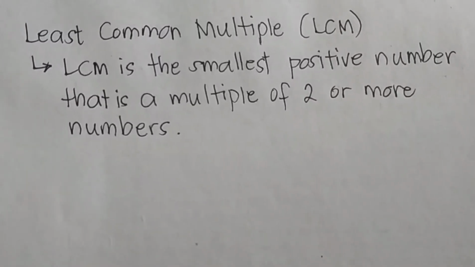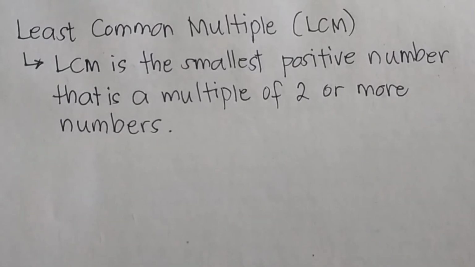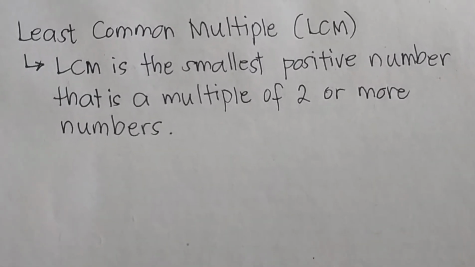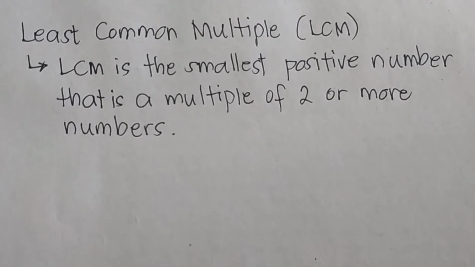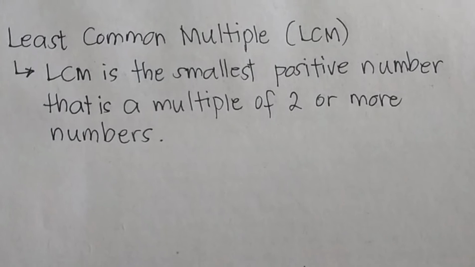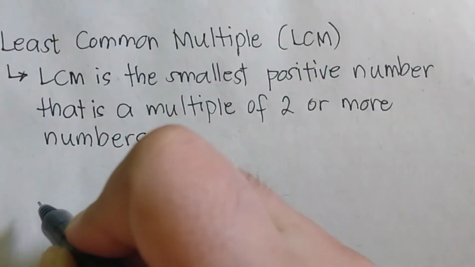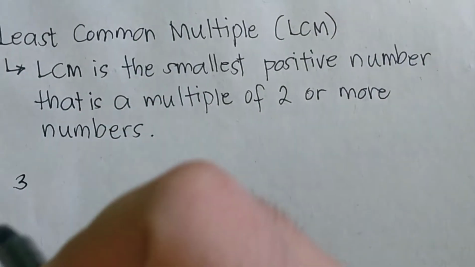Our topic for today is least common multiple. What is least common multiple? LCM is the smallest positive number that is a multiple of two or more numbers. For example, what is the least common multiple of 3 and 5? 3 and 5.